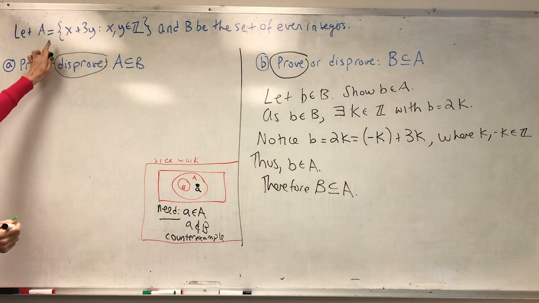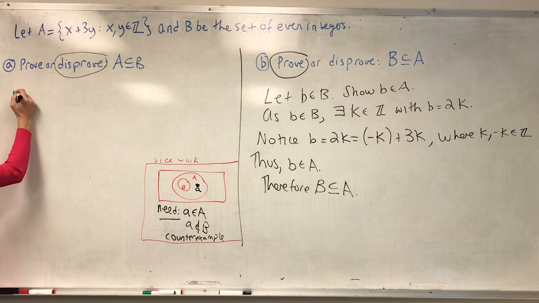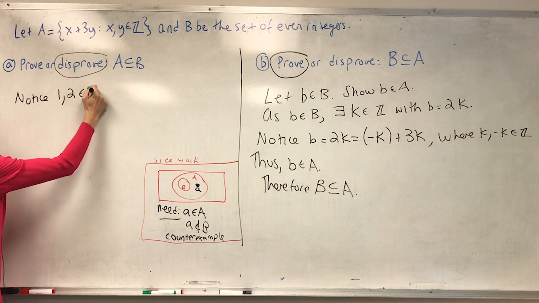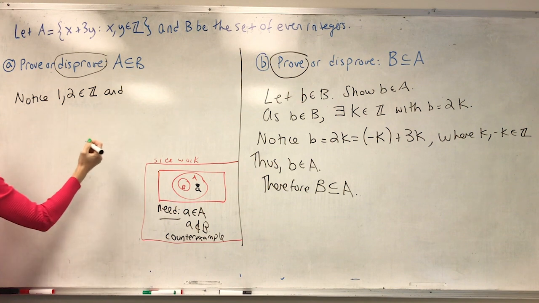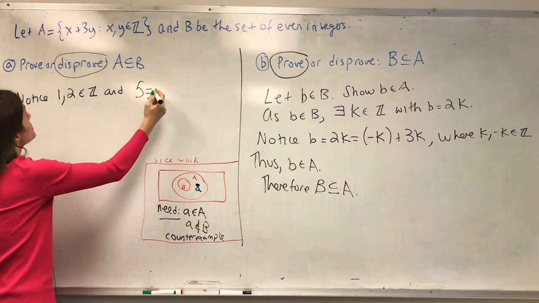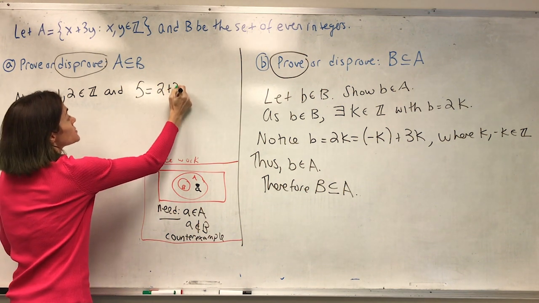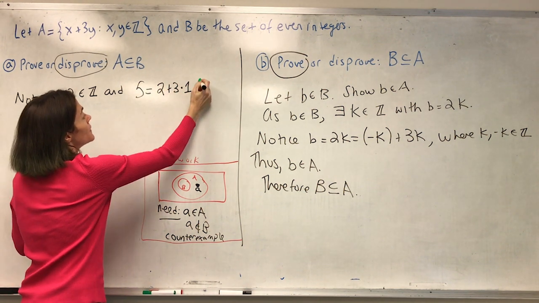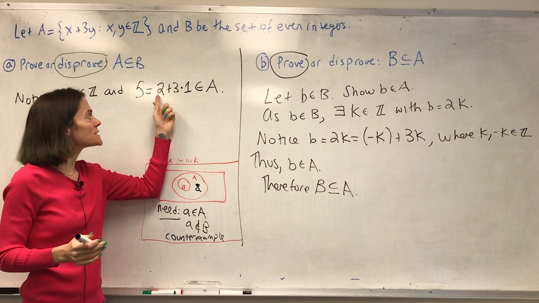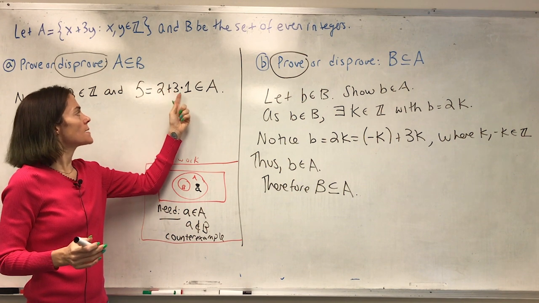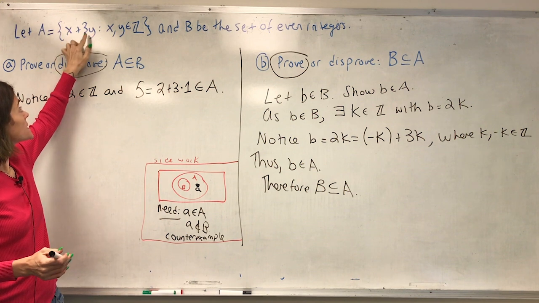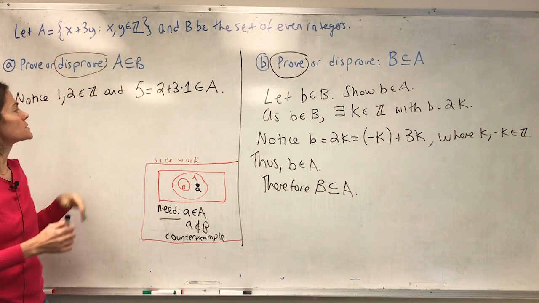Okay, well, I need something here. So let's just notice 1 and 2 are integers. And let's see, 5, which is 2 plus 3 times 1. This will be an element of A because I've represented this as 2 plus 3 times 1. 2 and 1 are integers. It's exactly of this form, x plus 3y, x and y integers.